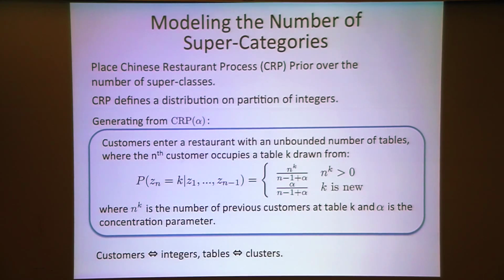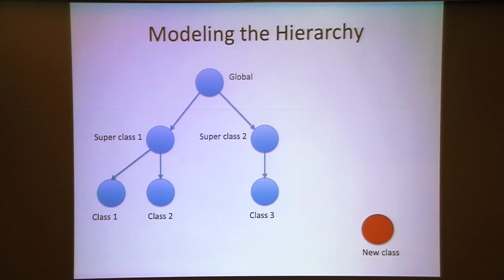So it's a fairly simple process. Clusters that are more popular will get more data, and then occasionally you'll have new clusters or new partitions being formed. Pictorially, in terms of putting this type of prior on the hierarchical representation, this is what happens.